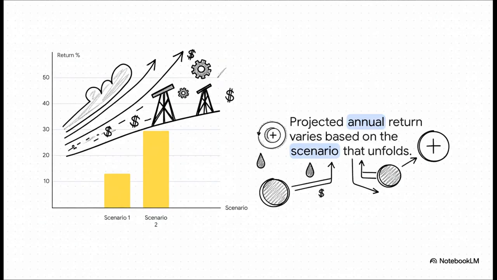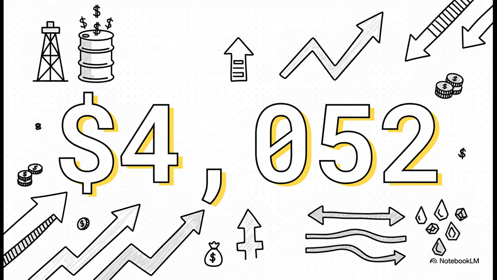And this bar chart just makes it crystal clear, doesn't it? It shows you the potential annual returns for each scenario. We're looking at a range from about 13% in scenario 1, all the way up to nearly 30% in scenario 2. It really depends on which path the market takes. So, if you boil it all down, what's the bottom line? The maximum expected total profit, according to this specific plan, is $4,052.